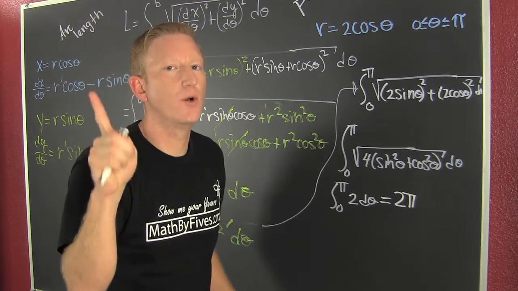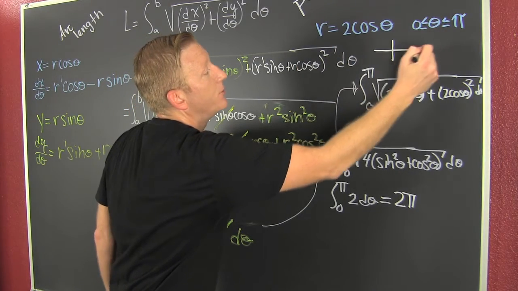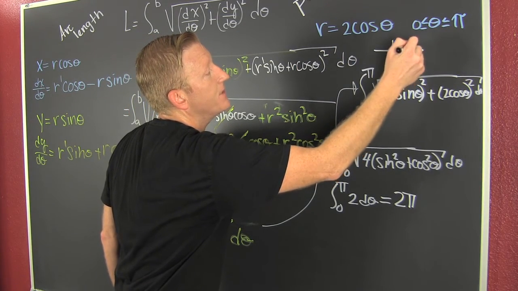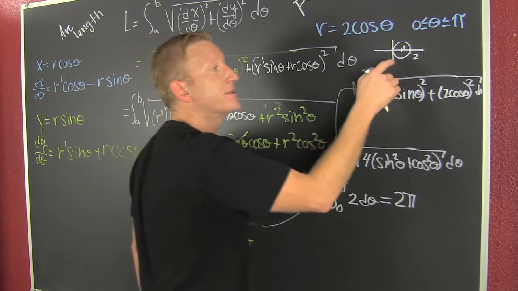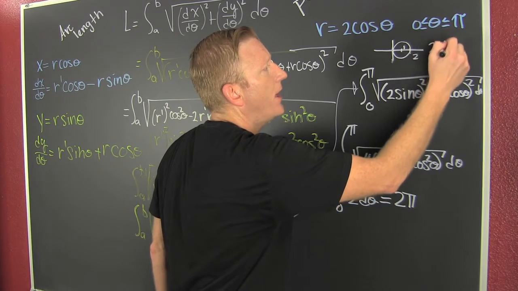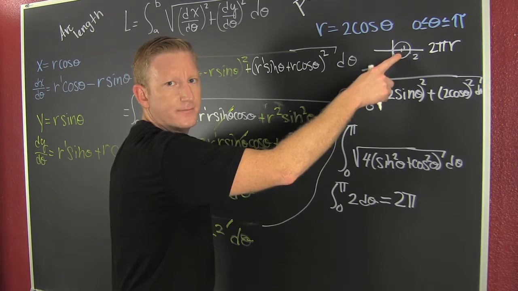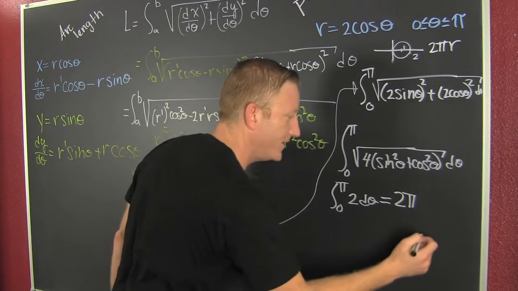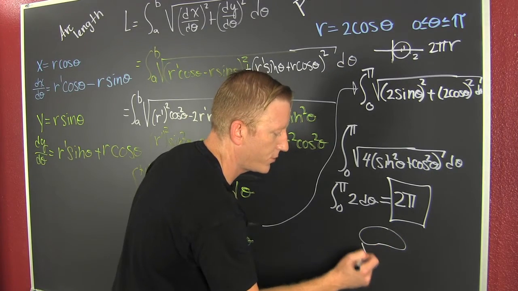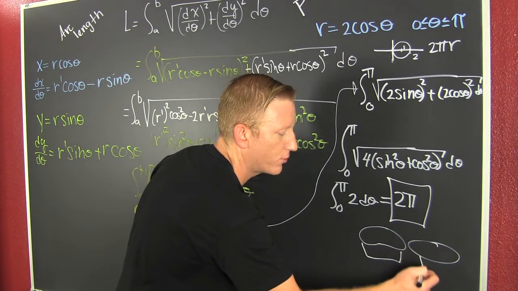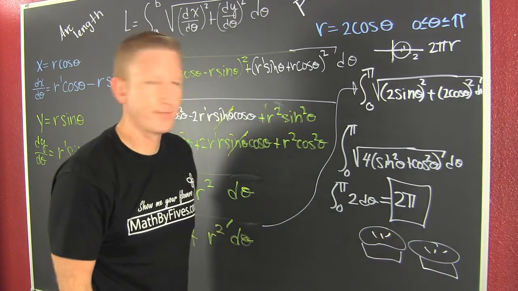Now let's look at what's happening here. If I was looking at 2 times the cosine of theta, that's going to be a circle whose radius is 1. Now the circumference of a circle is 2 pi r. Of course it works out. Two pi.